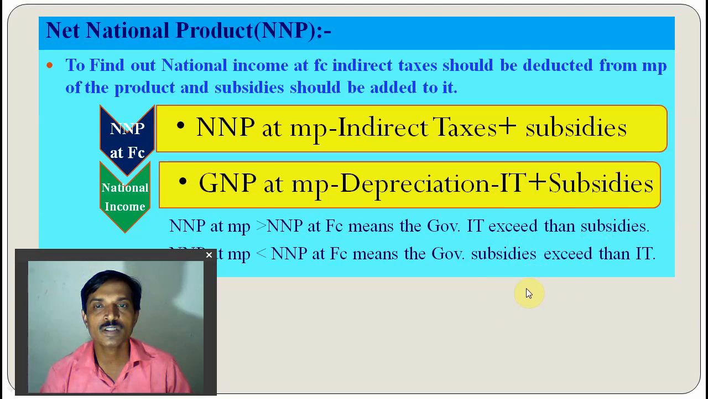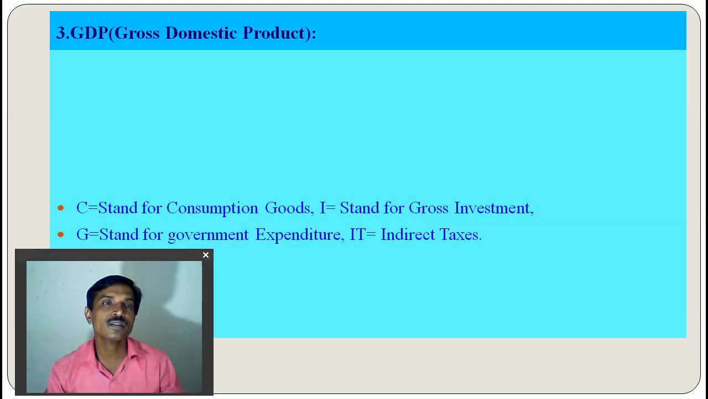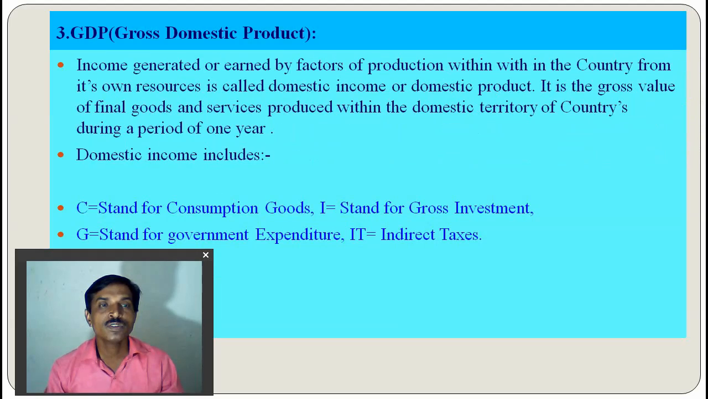Our next concept is about the GDP, gross domestic product. Income generated or earned by the factors of production within a country from its own resources is called the domestic income or domestic product. It is the gross value of all final goods and services produced within the domestic territory of a country during a period of 1 year. So within 1 year, within the territorial boundaries of the country, all goods and services produced we call the gross domestic product.